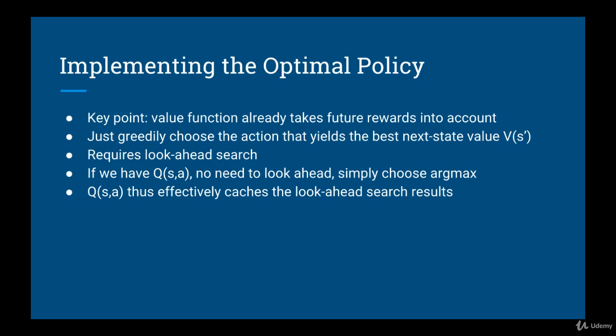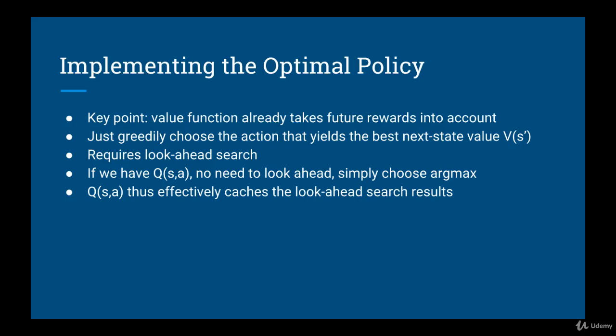One last thing to talk about is, once we have the optimal value function, how do we implement the optimal policy? The key point is the value function already takes into account future rewards, so nothing extra needs to be done in order to optimize the total expected future reward. All we need to do is choose the action that yields the best value for the next state.